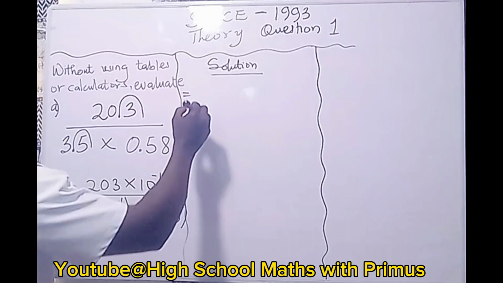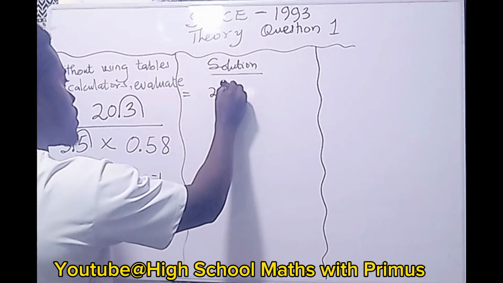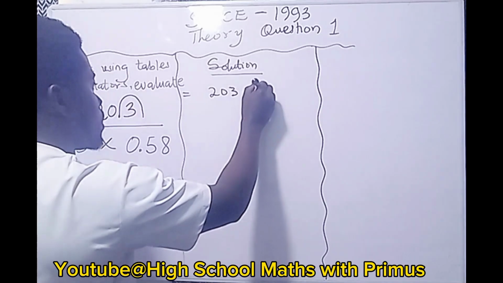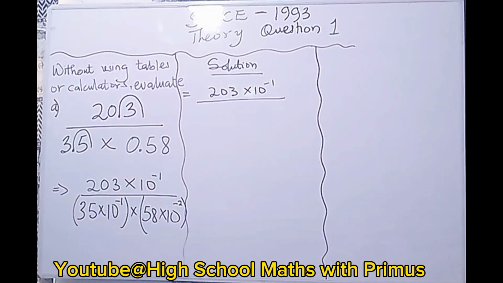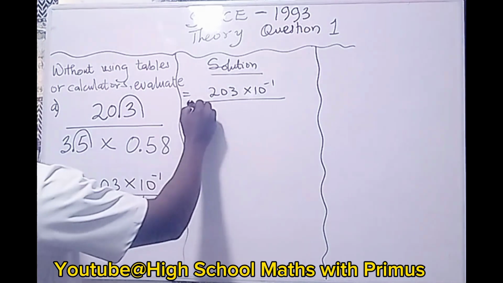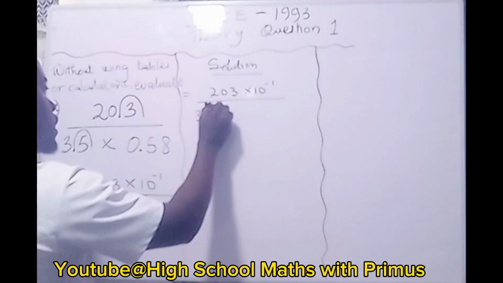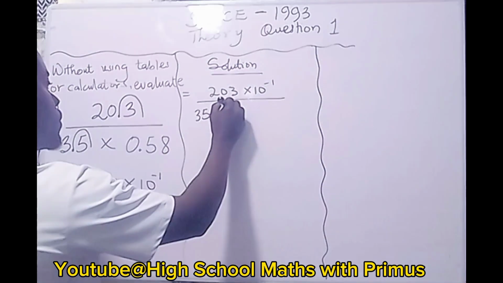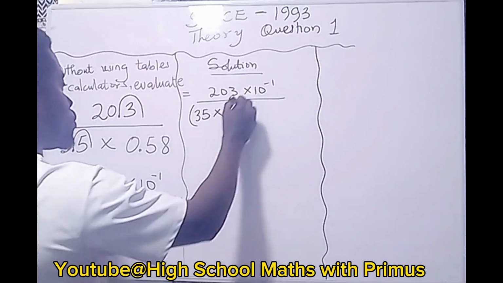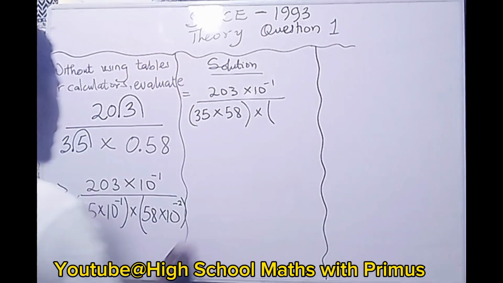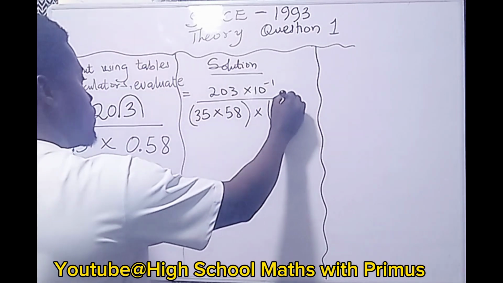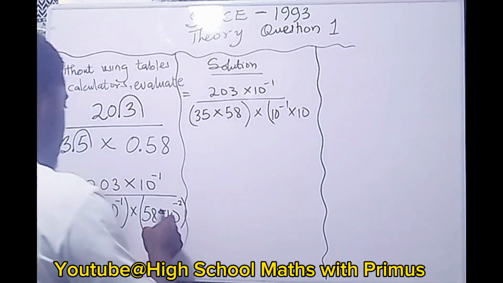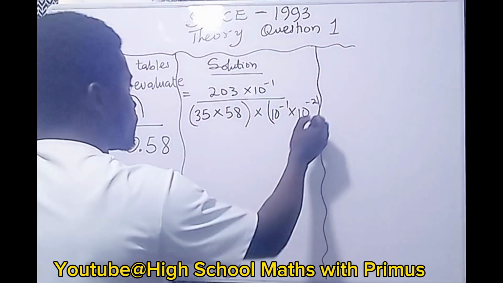We go ahead and say 203 times 10 to the power -1 over, let's try and group the tens and the other numbers. Now we have 35, which multiplies 58. We want to group them, times, now all the tens should be at one side: 10 to the power -1 times 10 to the power -2.